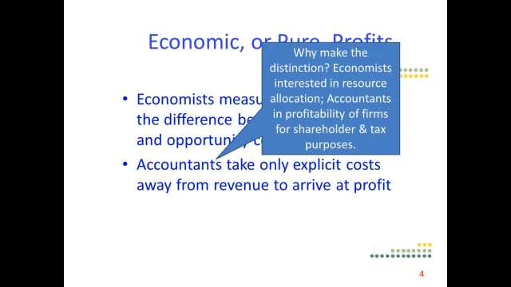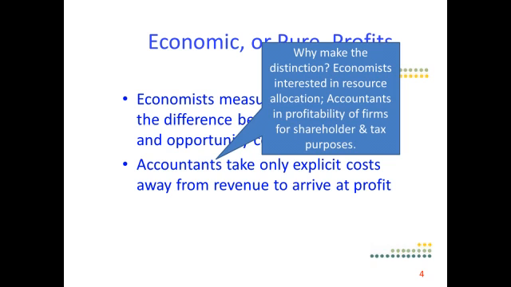Now you may ask, why do we make this distinction? Well, economists are interested essentially in resource allocation. They're interested in knowing what opportunity costs are incurred when we move resources from one use in the economy to another. You may recollect we talked about this when we were talking about the production possibilities frontier.